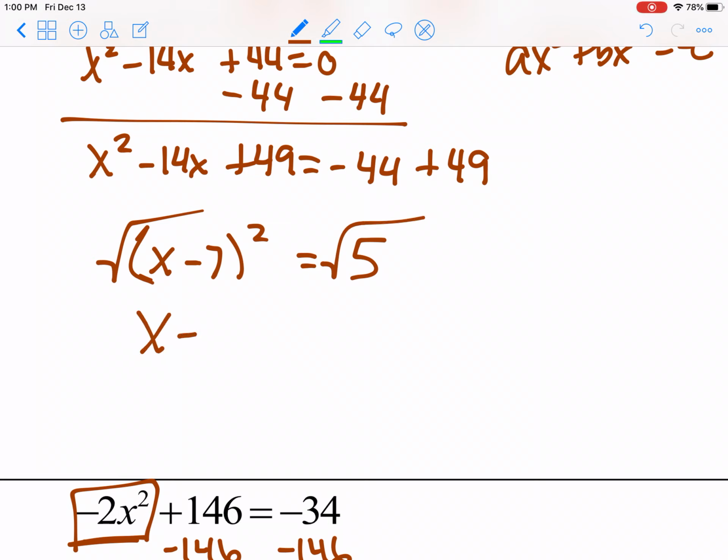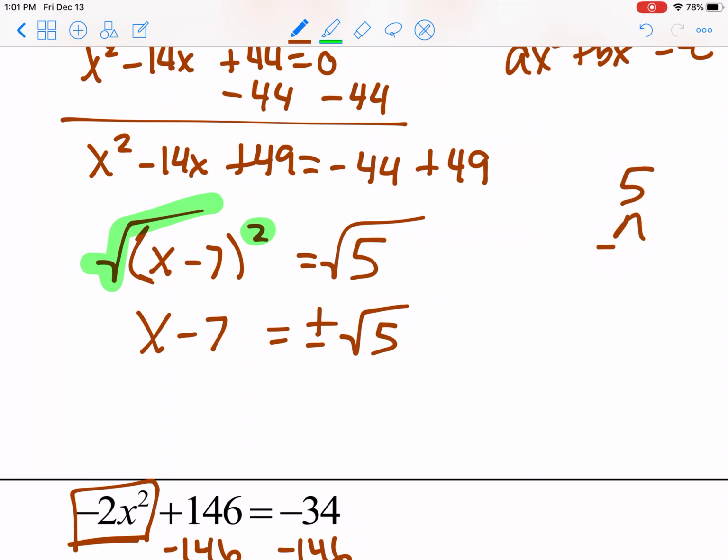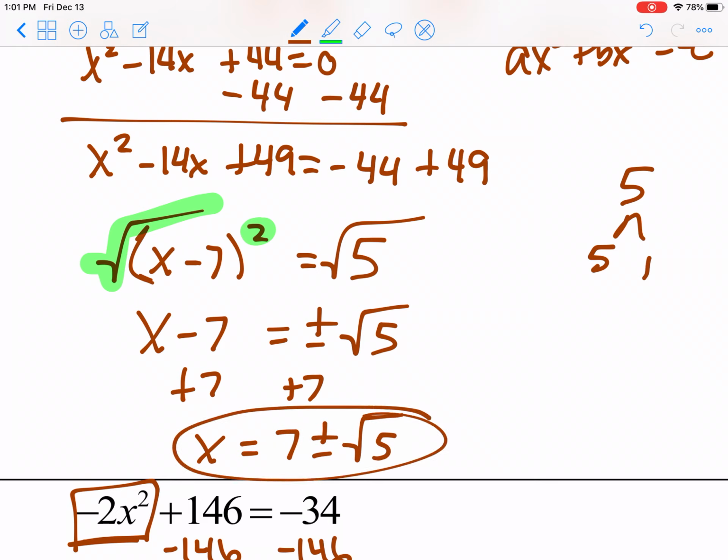So on the left we have x minus 7. Because the square root symbol and the second power, they cancel each other out. They're inverse operations. Equals plus or minus the square root of 5. 5 is prime, so I can't bring something out of the radical and leave it simplified. It takes one more step when completing the square. I need to get x alone. So I'm just going to finish off by adding 7 to both sides. So we'll get x equals 7 plus or minus the square root of 5.